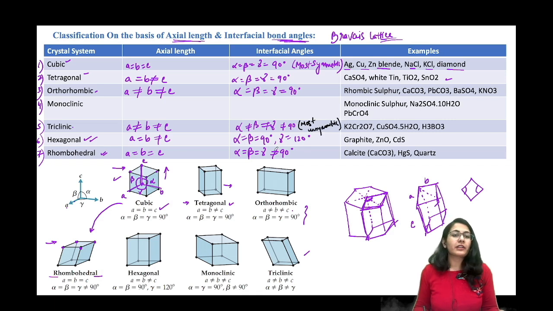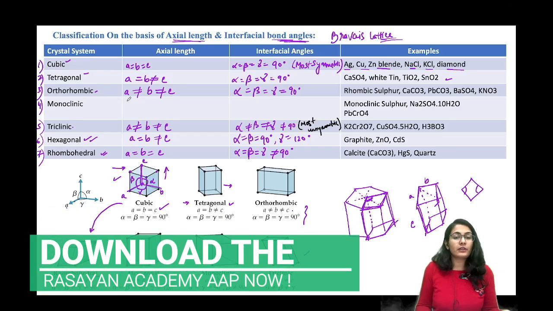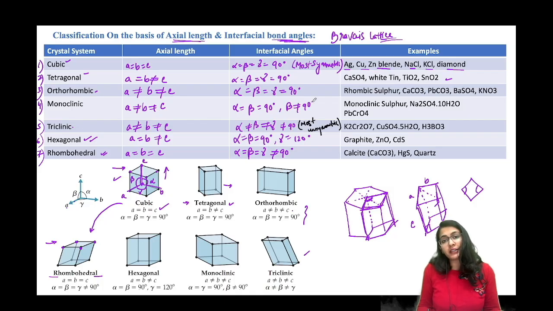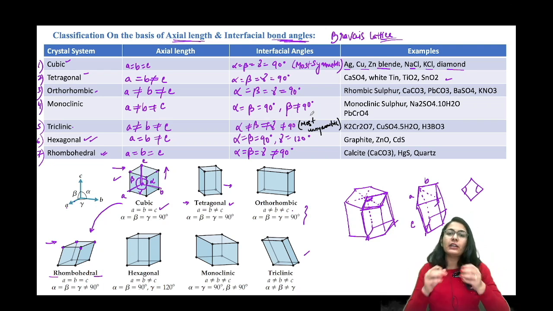Alright, most unsymmetric. What about monoclinic system now? Monoclinic, guys, is the last one to see. How can we imagine a monoclinic? Monoclinic is a is not equal to b, not equal to c, but two angles are the same. Alpha equals gamma equals 90 degrees, but beta is not 90 degrees. Whether it is 120 or 110, it could be anything, but it is not 90.